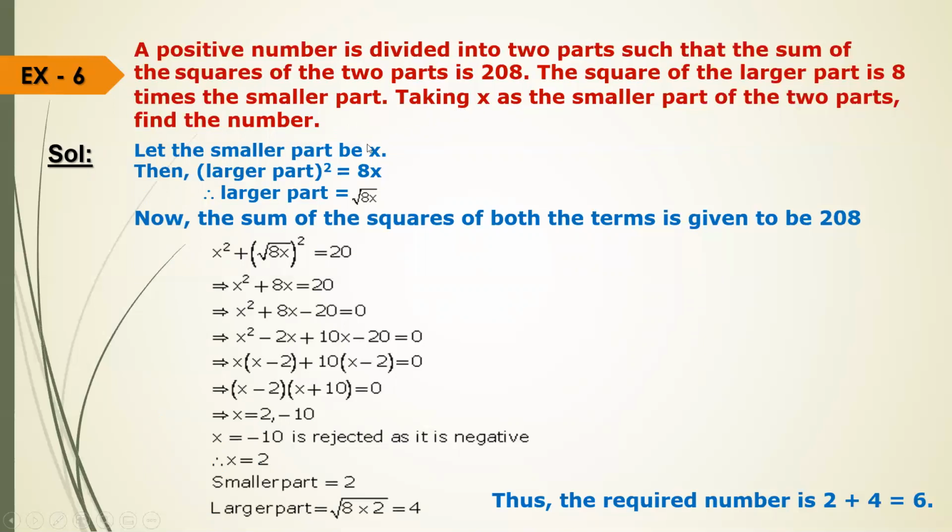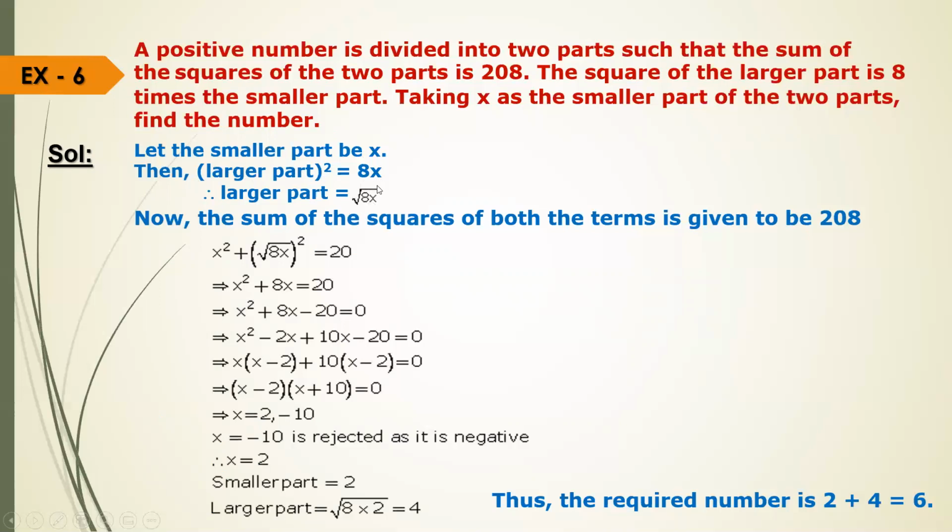So here the smaller part we are taking as x, and in the question it is given the square of the larger part is 8 times the smaller part. Here I am writing the square of the larger part because I don't know the larger part at this stage. The square of the larger part is equal to 8 times the smaller part. This is the condition given in the question. So what will be the larger part? The larger part will be the square root of 8x.